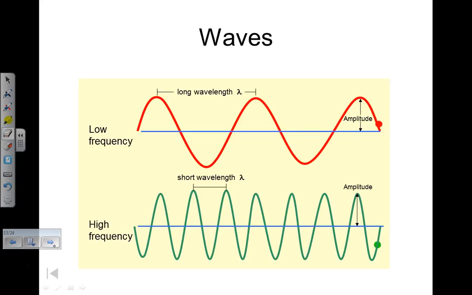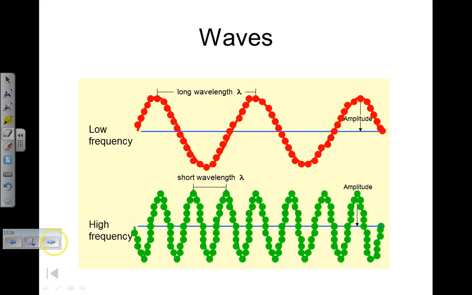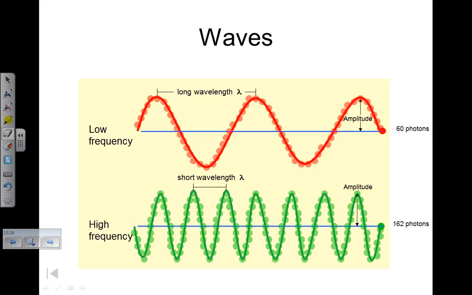Okay. And that means it needs a lot more energy. So look, the red, if you were to fill that whole thing, because it's a continuous bunch of photons traveling in that wave, and then you do the same thing with the green, the red has 60 photons, and the green's going to have 162 photons. Which one's going to have more energy? Well, the one with more photons. And that's kind of why there's more energy in shorter wavelengths.